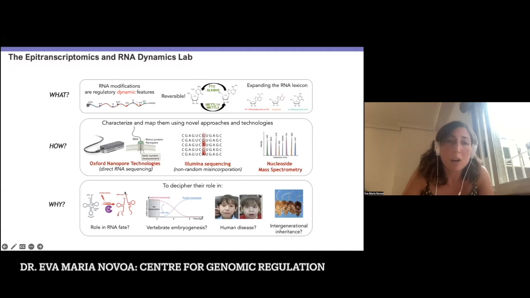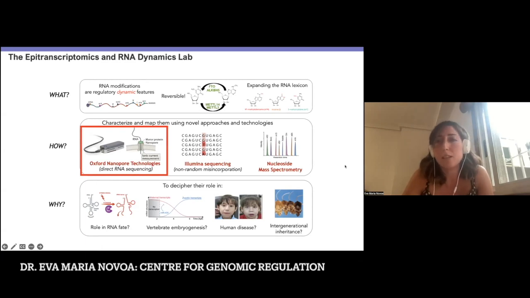Some of them are at the molecular level. So what is the role of modifications in the RNA fate? And also some of them are related to diseases, why their dysregulation is associated to different human diseases, and even across generations, like what is the role of modifications even in intergenerational inheritance? But today my talk will be purely methodological and focus on our efforts in trying to detect modifications using nanopore sequencing.